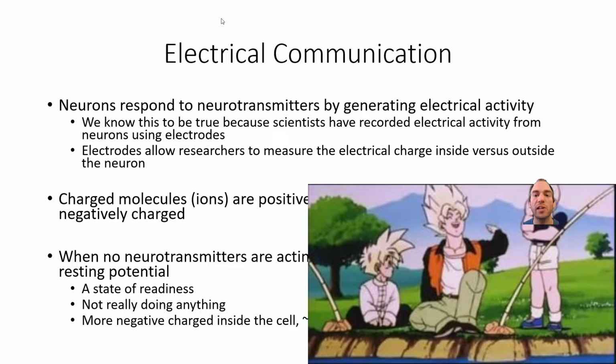But now, jumping to electric communication, neurons respond to neurotransmitters by generating electrical activities. We know this is true because scientists have recorded electrical activities from neurons using electrodes. Electrodes allowed researchers to measure the electrical charge inside versus outside the neuron. So once a neurotransmitter is released into that vacuum, and then attaches to the receptors of a neighboring neuron, that generates an electrical signal in the neuron that received it. And we know this is true because we can attach electrodes to a person's scalp and track electrical changes that can be measured by literally putting electrodes on your scalp.